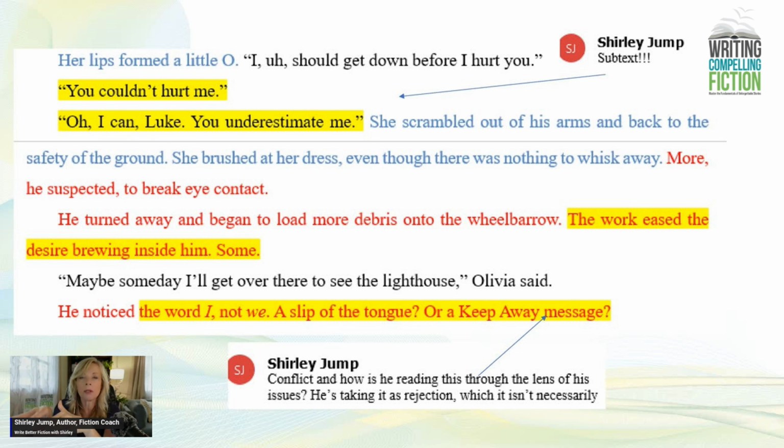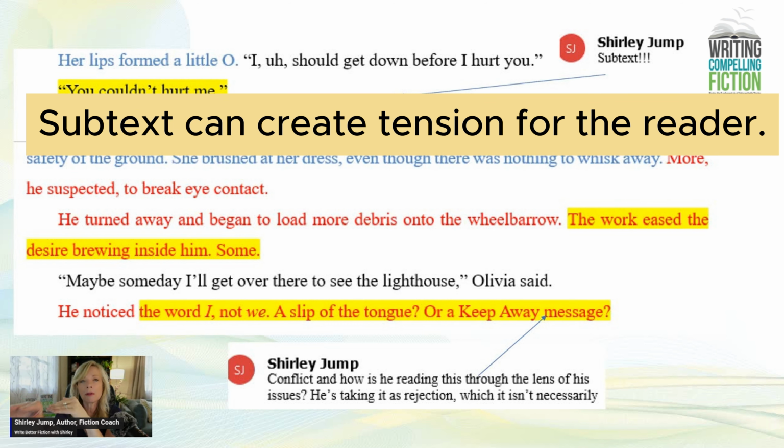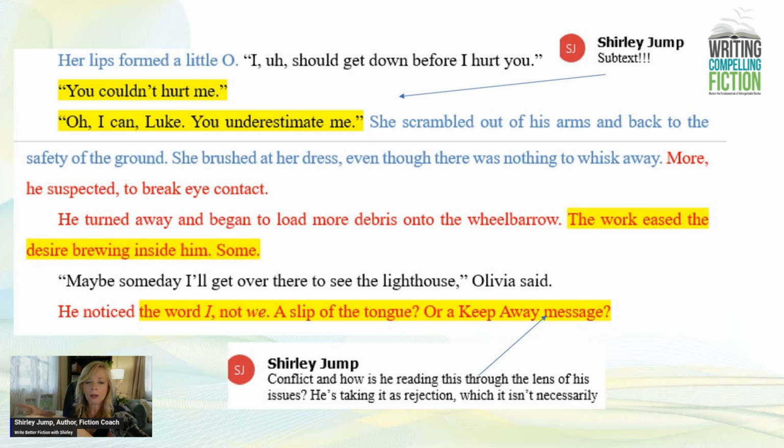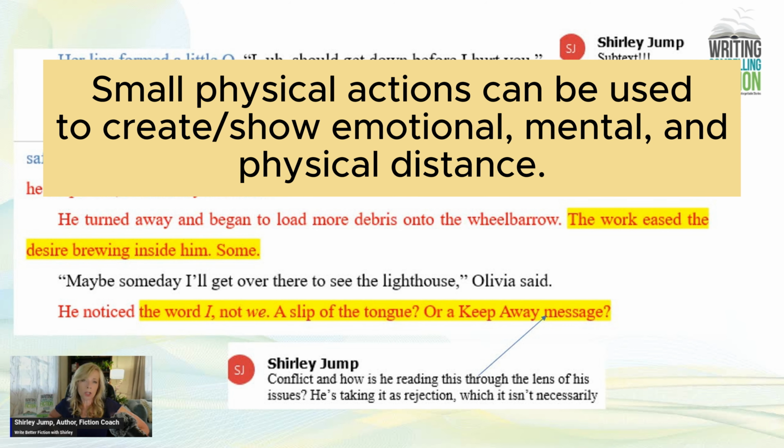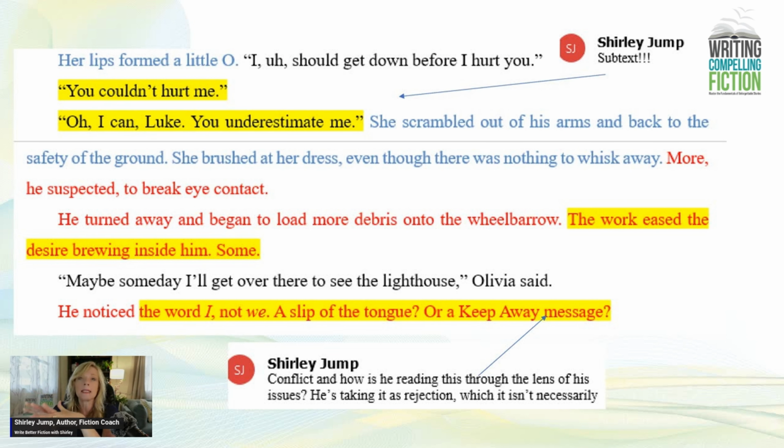And I'm not talking about her in this particular scene, but that subtext makes the reader think, oh, they're going to drift apart because she is out of his arms. She's back on the ground. She's brushing at her dress, even though there was nothing to whisk away. So she is using all these actions of brushing at her dress and all of that to put physical distance between them. This is her showing, I'm trying to get distance between us without us telling the reader. The reader can figure it out. We have all seen people brushing at their clothes, and we know that they're trying to avoid something.